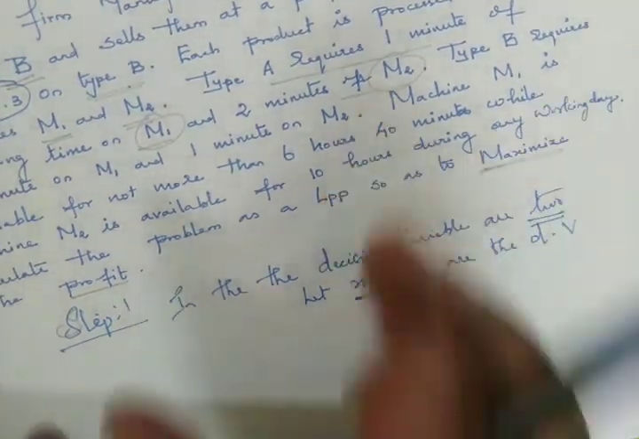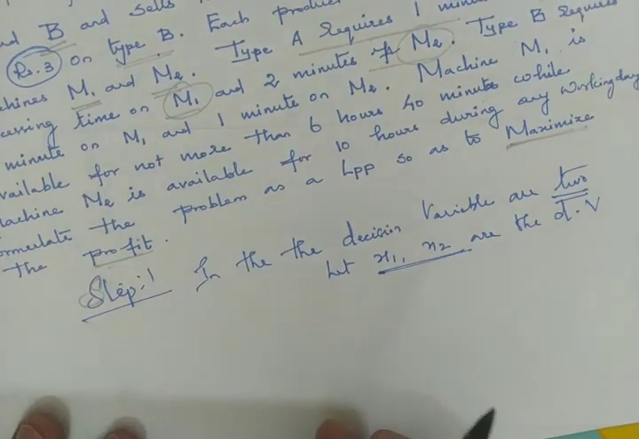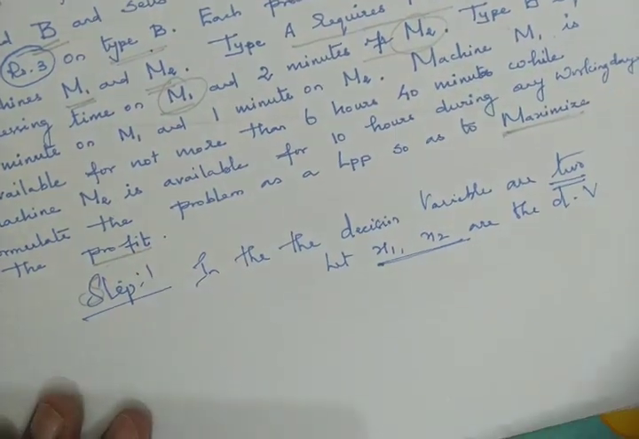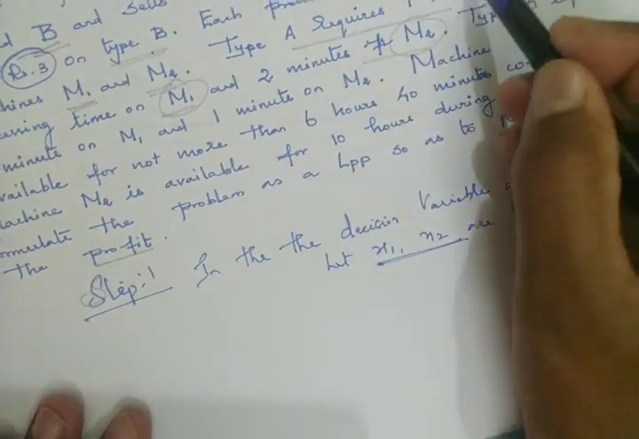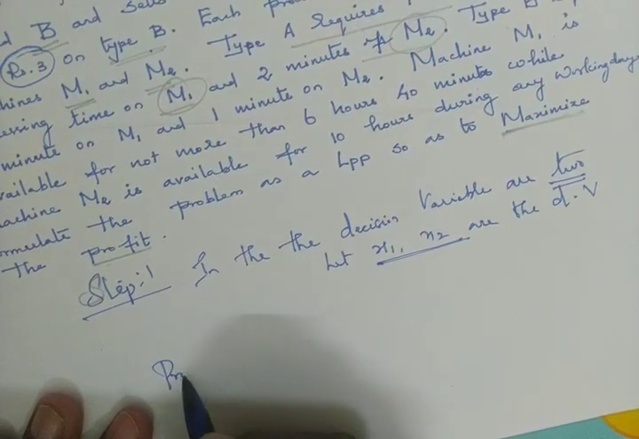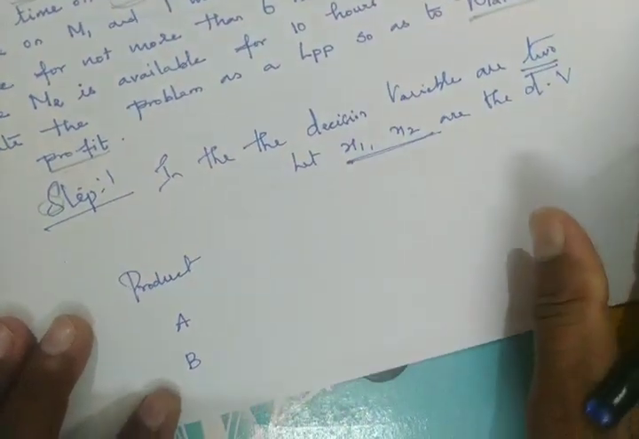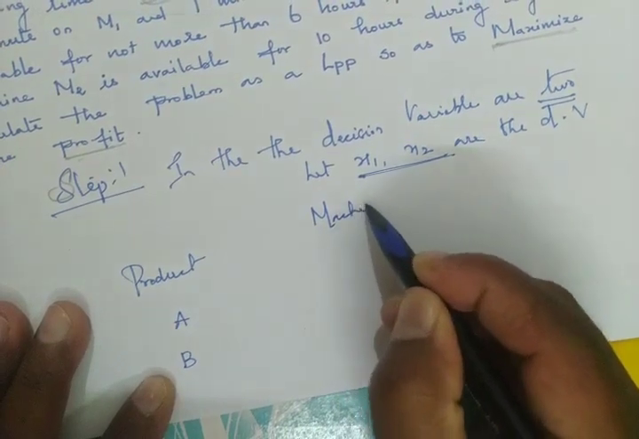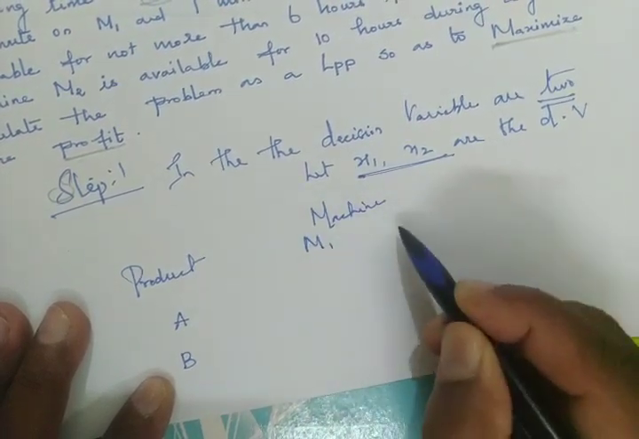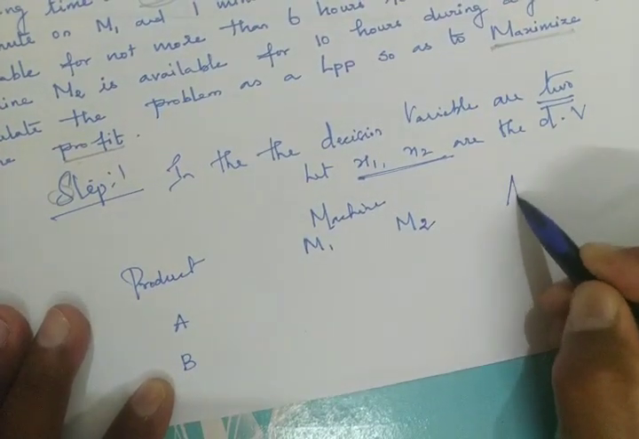If any problem is given like this, first you form a table. The table will help you to form a formulation easily. Now, how many products are given here? A and B. So you can put the products as A and B. Similarly, you have 2 machines, M1 and M2, and the availability of machines.